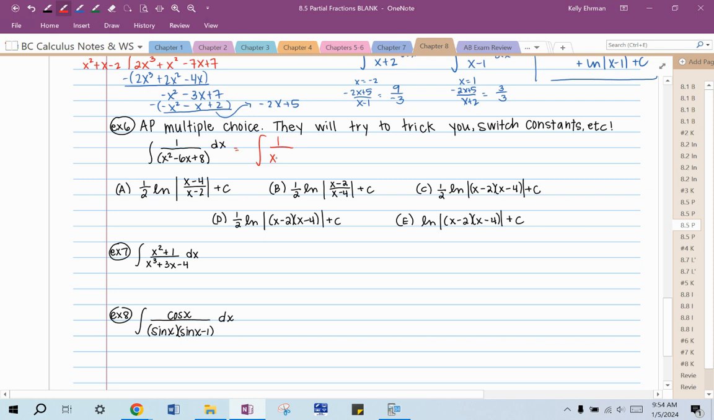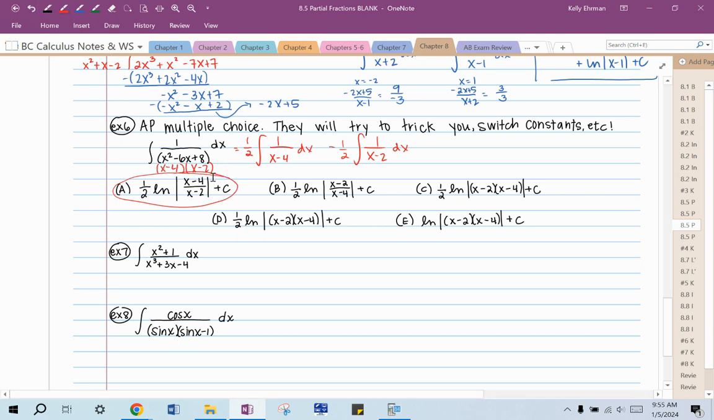So this is going to factor into x minus 4 and x minus 2. If you plug in 4 and cover up x minus 4, you get 1/2. If you plug in 2 and cover up x minus 2, you get minus 1/2. So it's going to be 1/2 natural log of this minus 1/2 natural log of this. Subtraction means we divide, and we divide in this order. So it looks like we ought to have this answer.